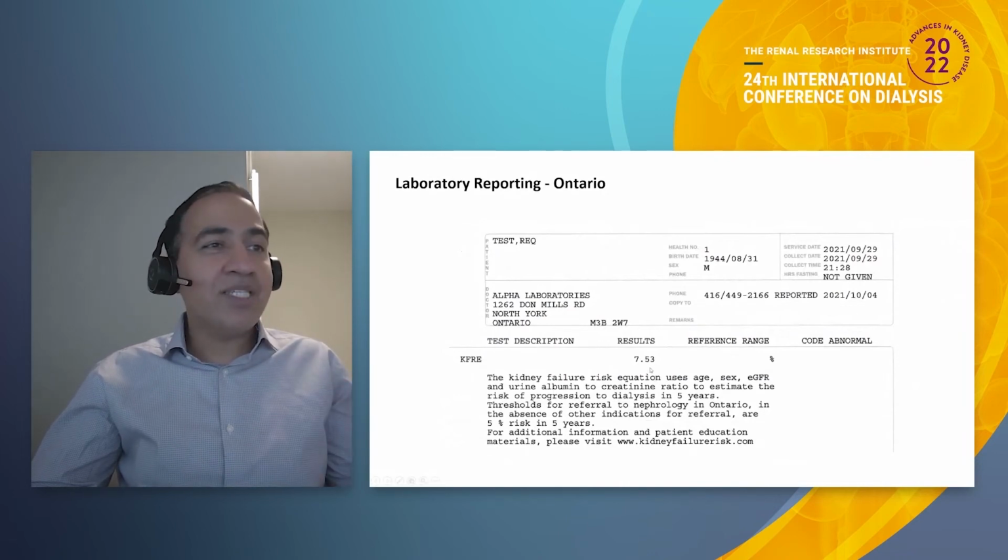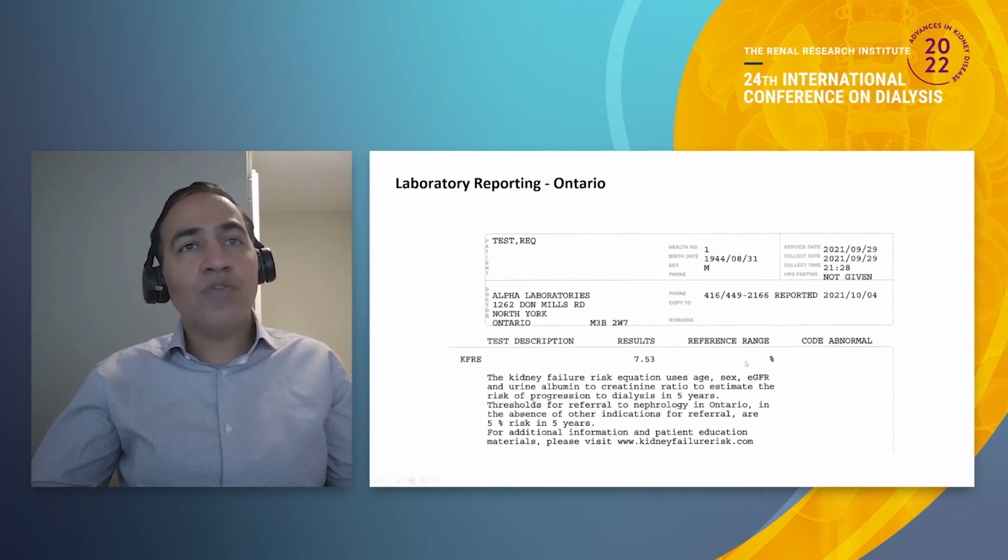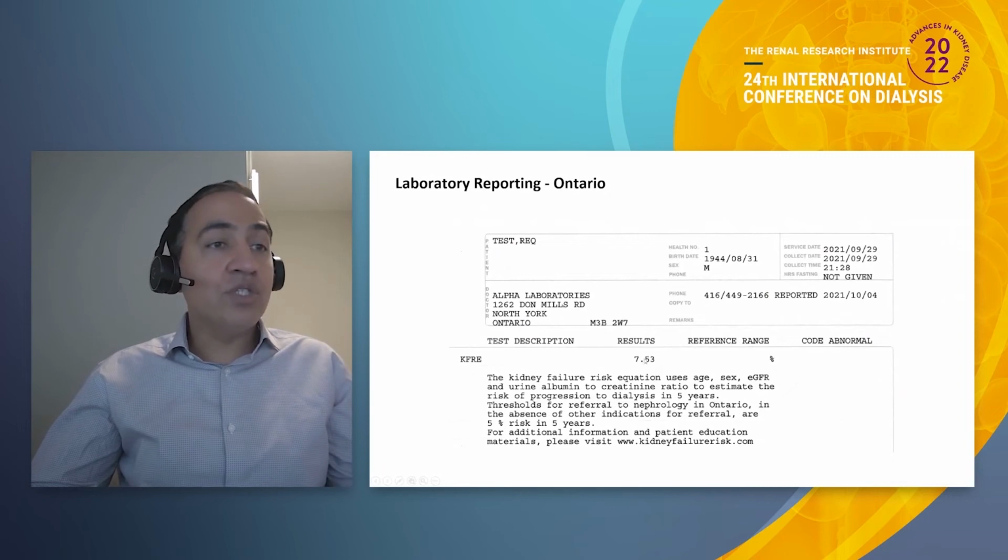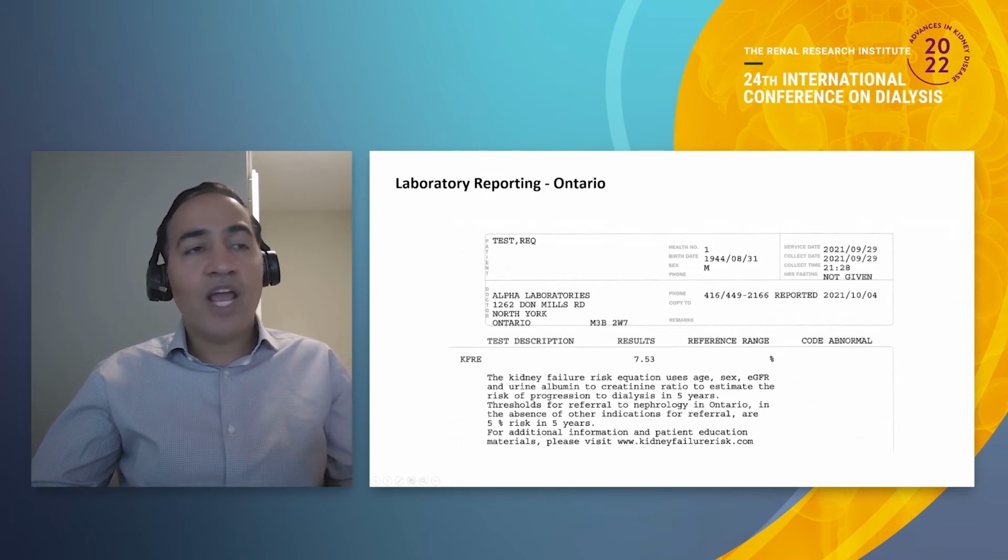We've been trying to get Quest and LabCorp to do this for years, and we just can't get them to move on it. So it needs encouragement from you, the end user, to tell your lab providers this can be done, it can easily be done. And you can then see this for everyone with a low eGFR or high ACR.